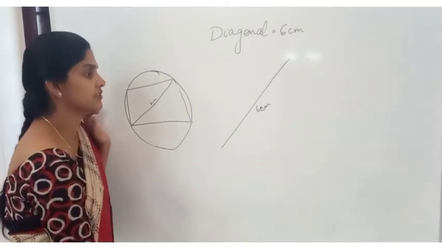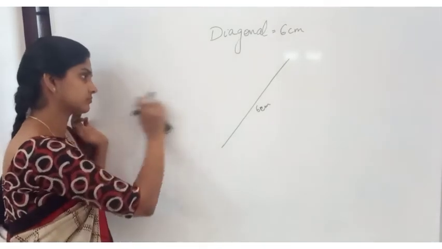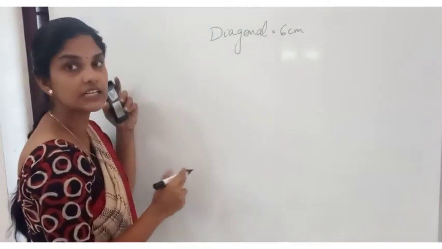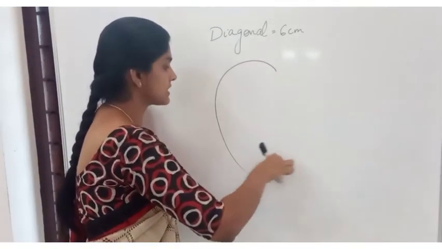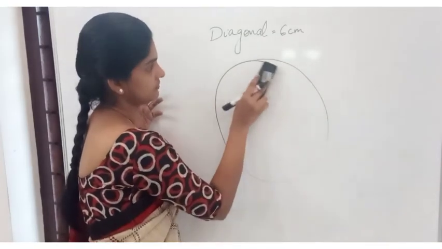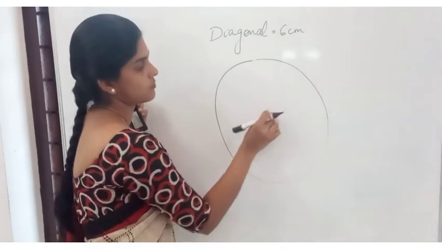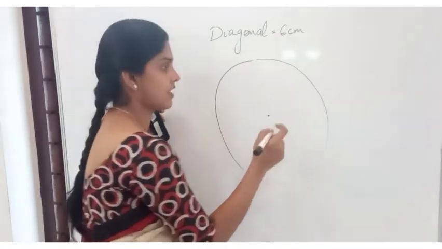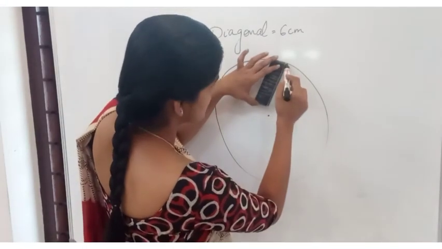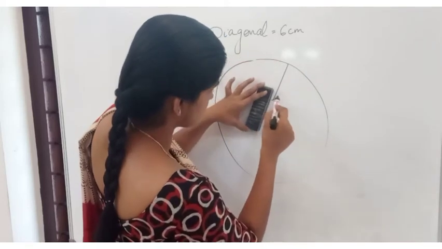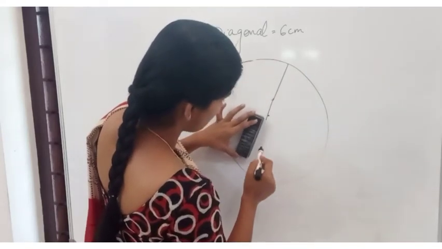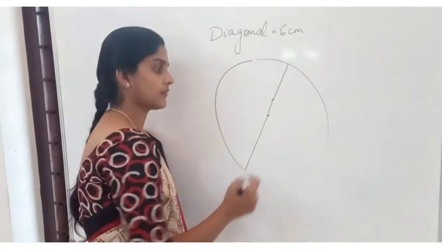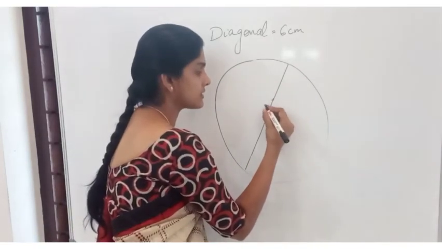So what shall we do first? For easiness, we shall first draw a circle of 6 centimeter. What is the diameter? It will be 6 centimeter. This is the center point of the circle. Now draw a straight line. It will be the diagonal of the rectangle. Now take a 30-degree measure over here.